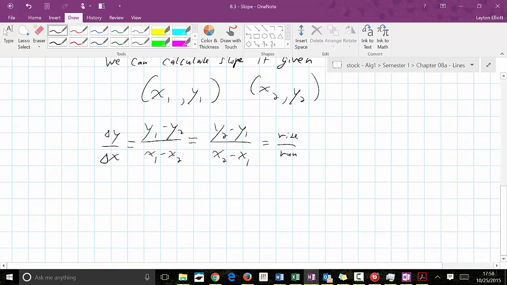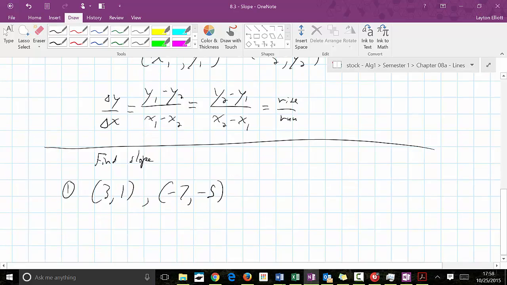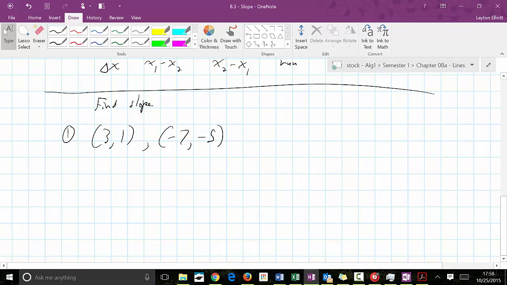So sometimes I want to find the slope, not if I've been given a graph, but maybe I want to find the slope of 2 ordered pairs. So if I want to find the slope of maybe the ordered pairs (3, 1) and (-7, -5), what I want to do is just set this up as a subtraction. We use the lowercase m to mean slope, and I'm going to say that that's equal to y2 minus y1 over x2 minus x1.